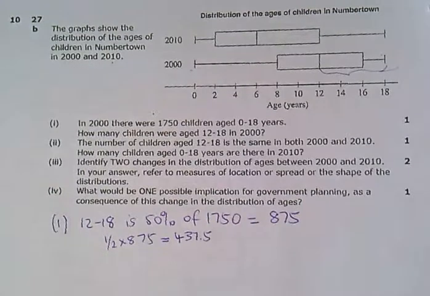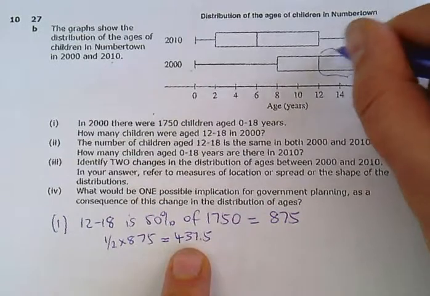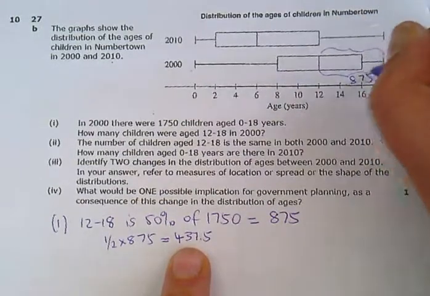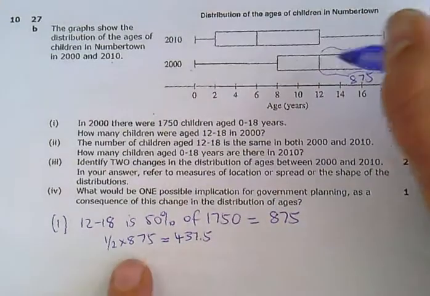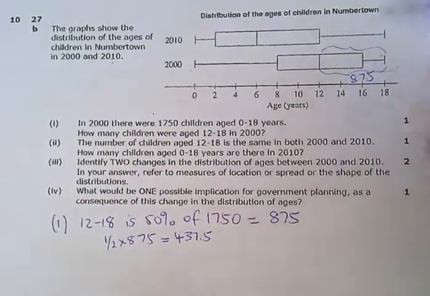Now, we know we can't do halves, but from there to there is 875. We okay with that? Yeah. All right. So those two sections is 875. Each section's about 437 or 438, right?